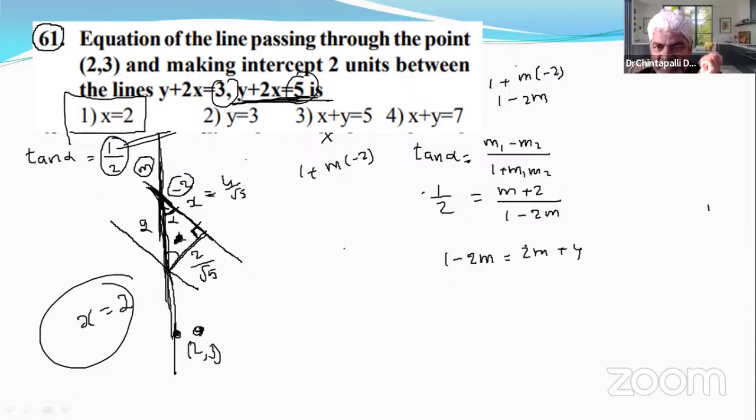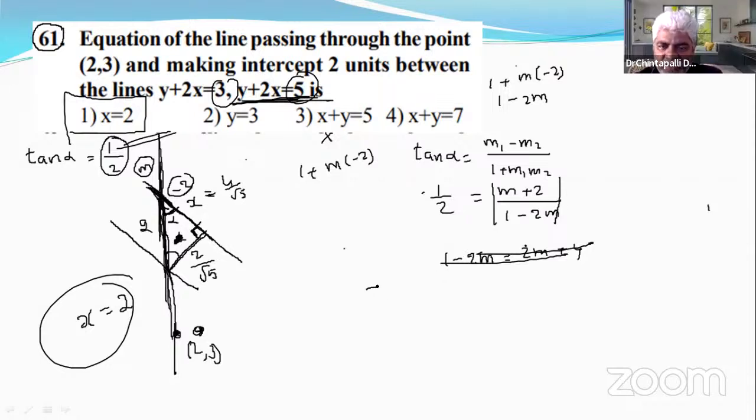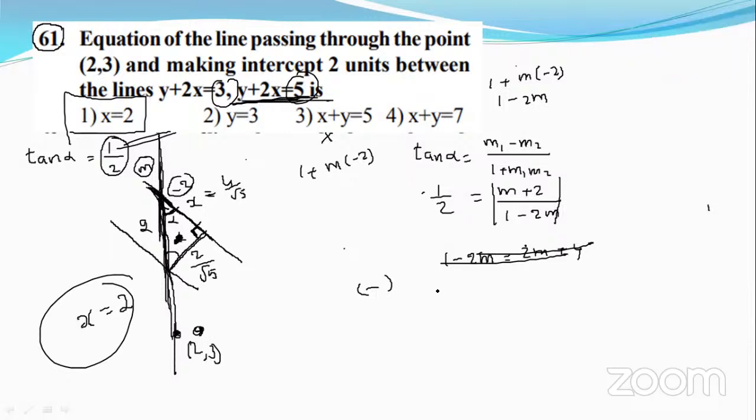Since there are two options, that means it is mod. Let me tell you, I will tell you about this option also. Mod means we are taking one time minus, another time plus. What happens if you take minus? Take minus, that means minus 1 by 2.